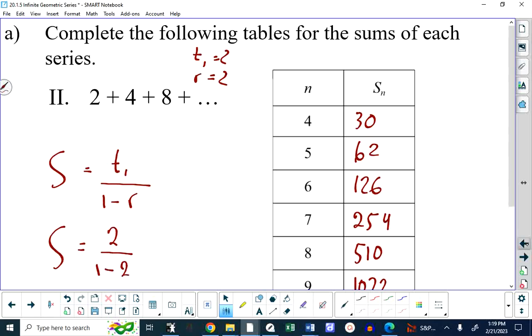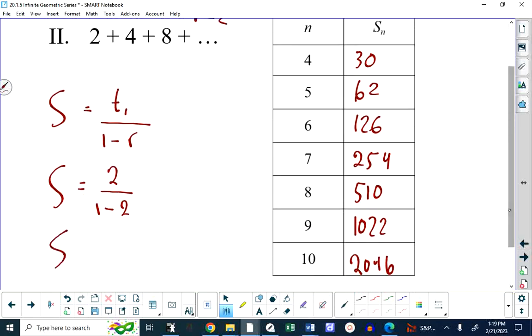Would you agree that if I put T1 in and R in, I get 2 over 1 minus 2? 1 minus 2 is negative 1. 2 divided by negative 1 is negative 2. That's clearly not the sum of the infinite series, right? Why? Have I done something wrong here? I must have. What did I do wrong? You used the formula for divergence. Perfect. I used a formula that's only useful if it's convergent, and I used the formula for a divergent.